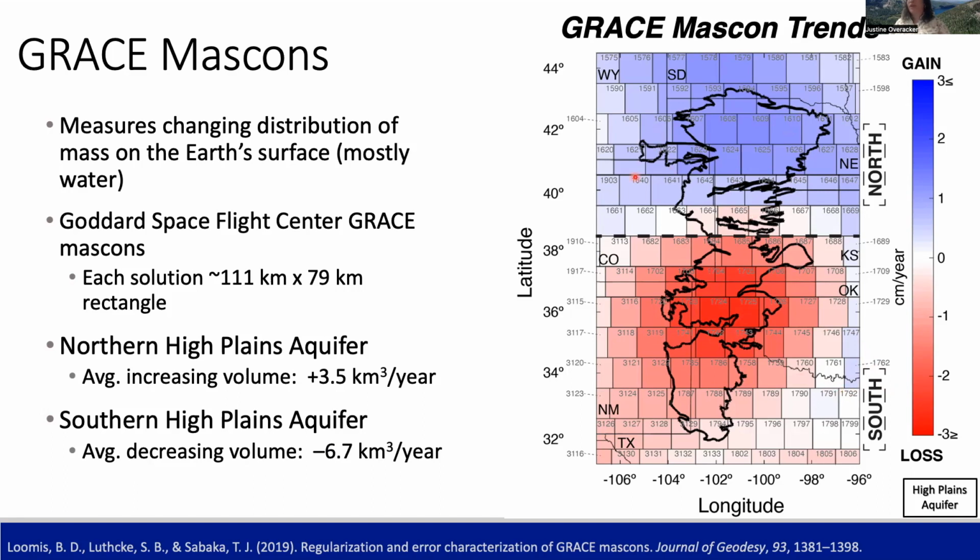So each one of these squares is a mascon, or a mass concentration. I've been using the terms interchangeably, so sorry. It's important to know that these mascons are defined to 1 arc degree, but these mass changes are highly correlated to the neighboring mascons.